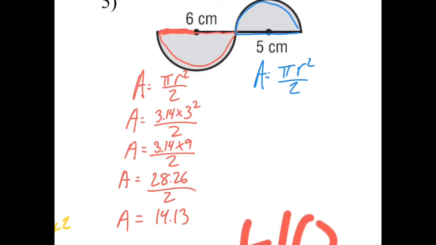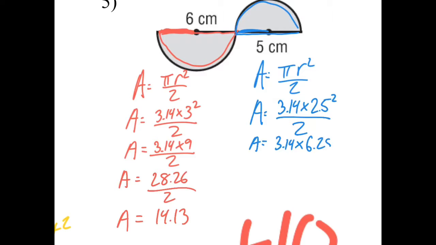14.13. Now, for the blue semicircle, area is going to be 3.14 times our radius. And again, our radius is only halfway across, so half of 5 is 2.5. We still have to square that. We still have to divide by 2. So we're going to do 3.14 times 2.5 times 2.5. It's going to be 6.25 over 2. And 3.14 times 6.25 is going to give us 19.